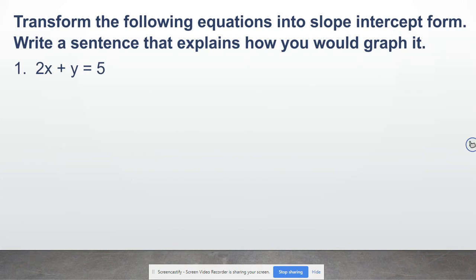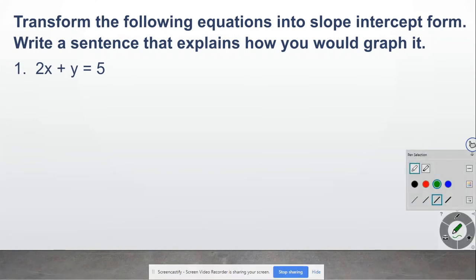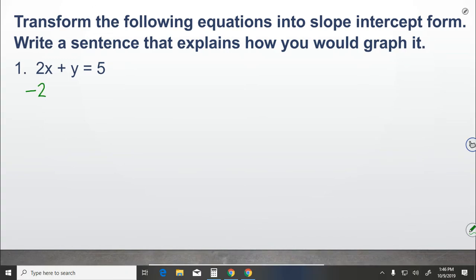So transform the following equations into slope-intercept form and then write a sentence that explains how you would graph it. I'm going to do some with you and then you're going to go back and do the rest on your own. So taking a look at this one, we need to get the 2x over to the 5, which would be the y-intercept. So we're going to subtract 2x from both sides. So we get y equals negative 2x plus 5. I cannot put those together because they are not like terms. And now I have solved for y, and it is in y equals mx plus b form. So we're done with this problem.